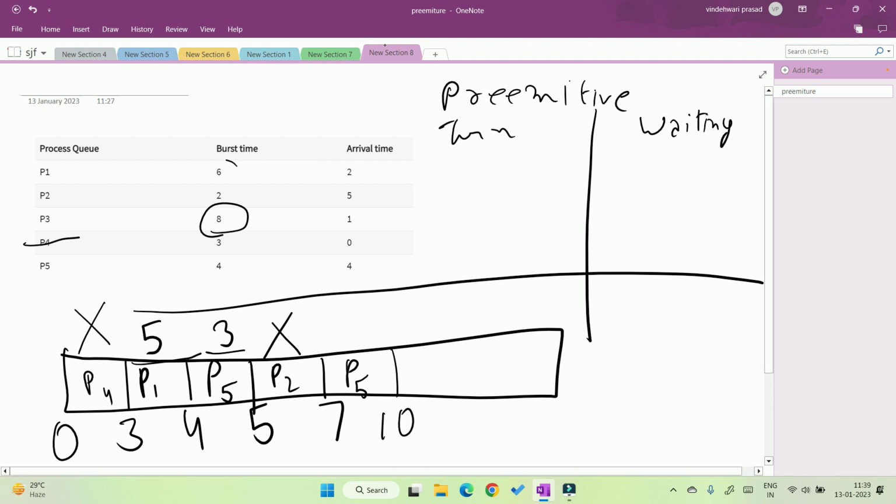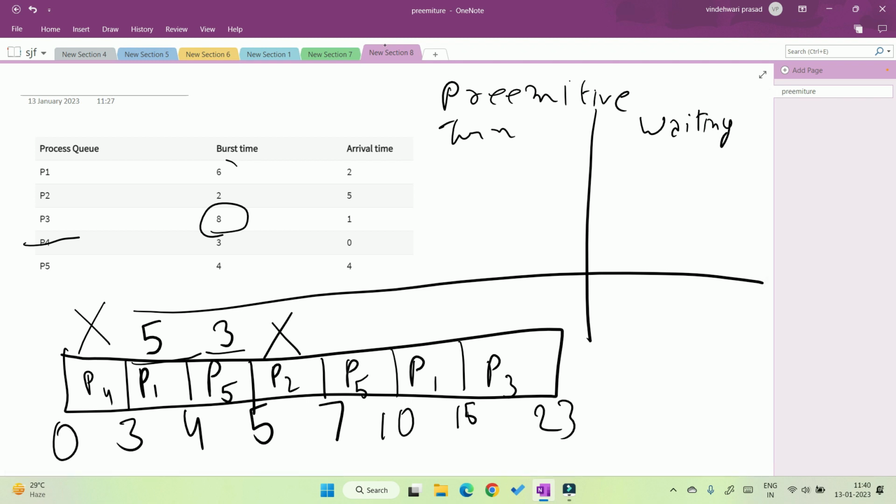Now which process? P1 and P3. P1 has 5 seconds, P3 has 8 seconds. P1 will complete for 5 seconds, 15. Now P3 will be completed for the remaining 8 seconds. Now using the same formula, we'll find the turnaround time. P1 completed at 15, came at 2 seconds, so it will be 13. Similarly, 2, 22, 3 and 6.